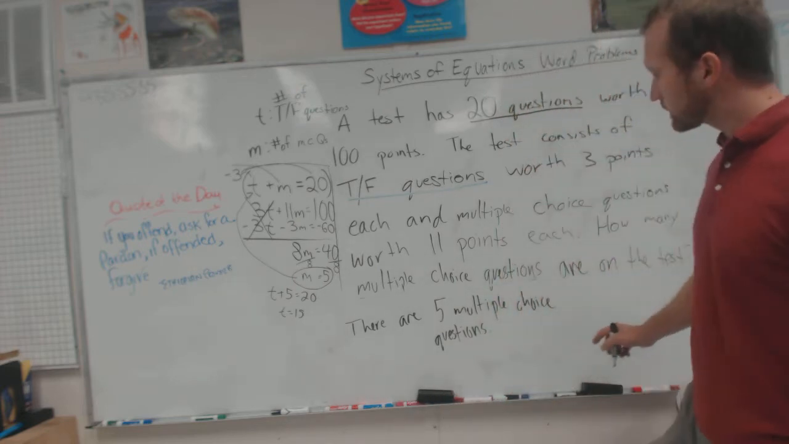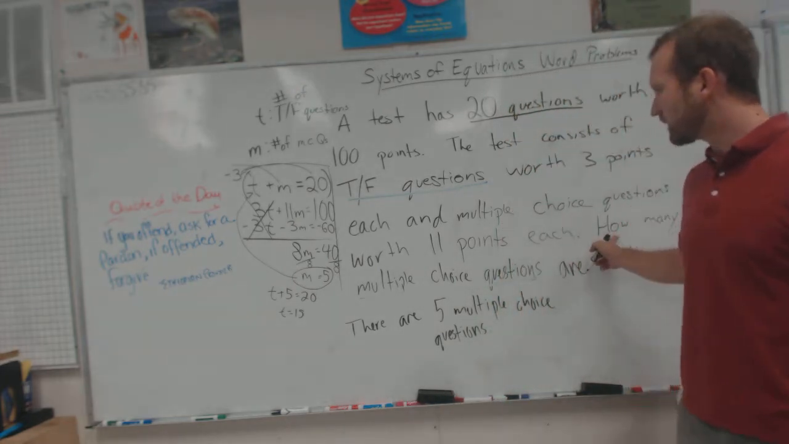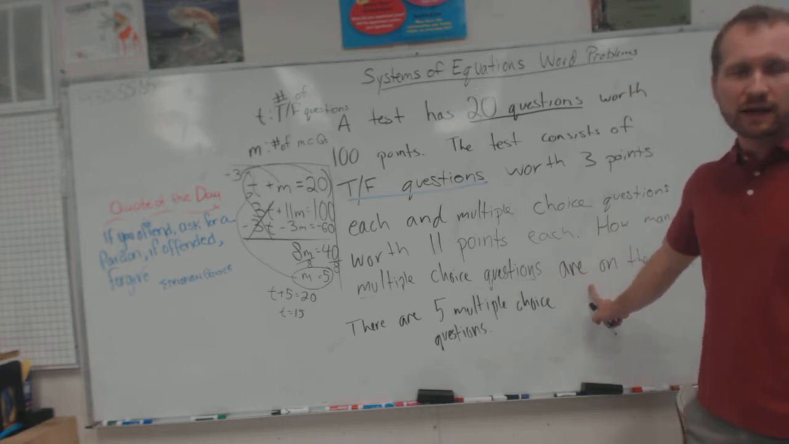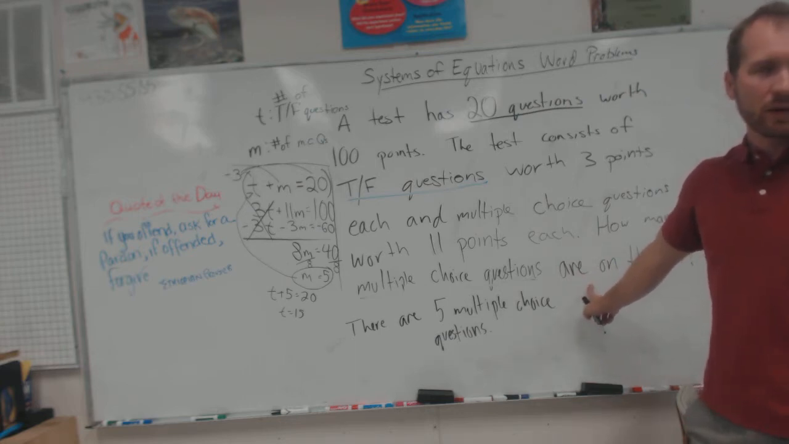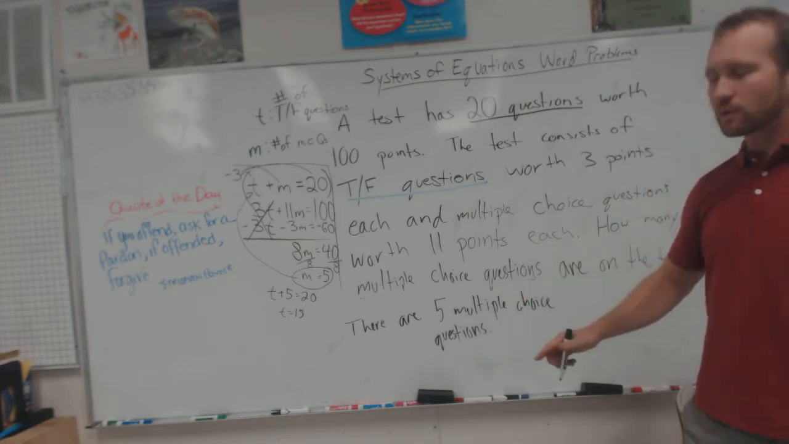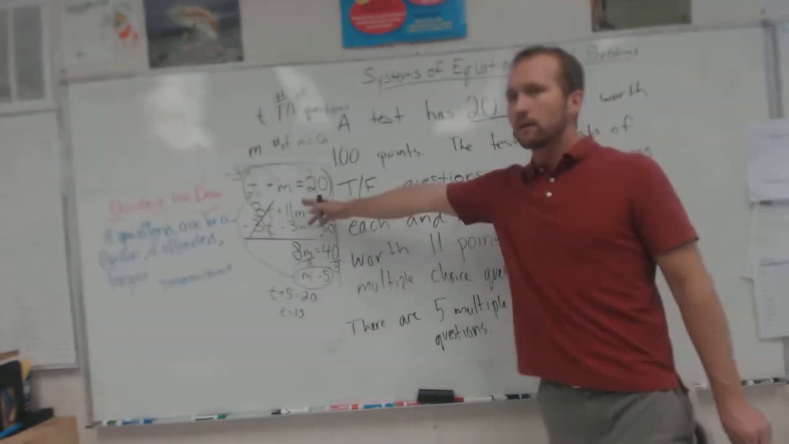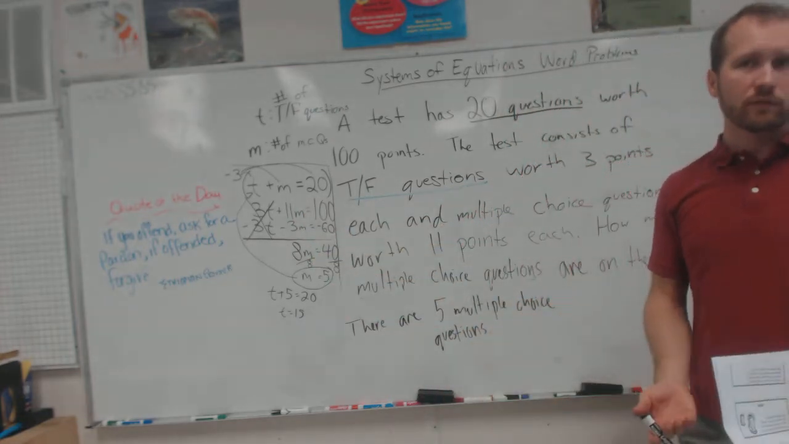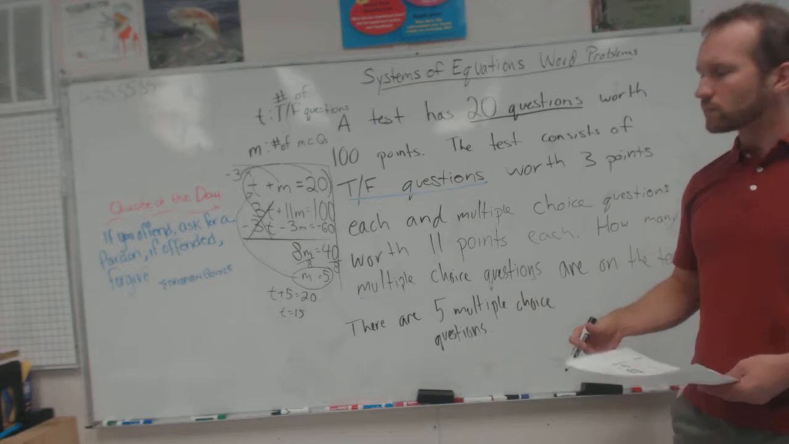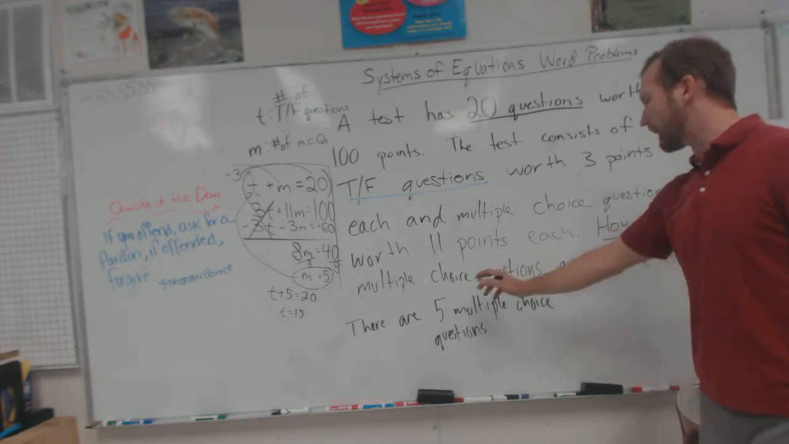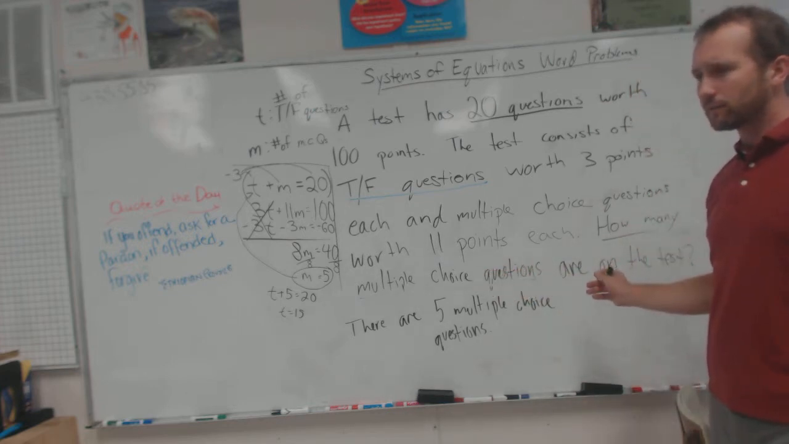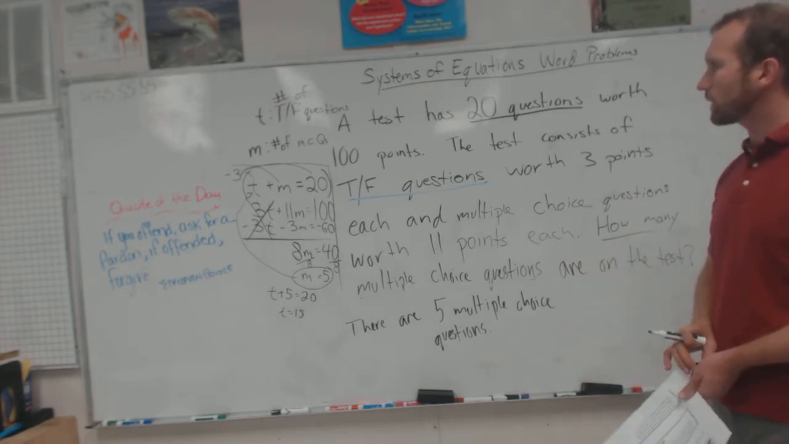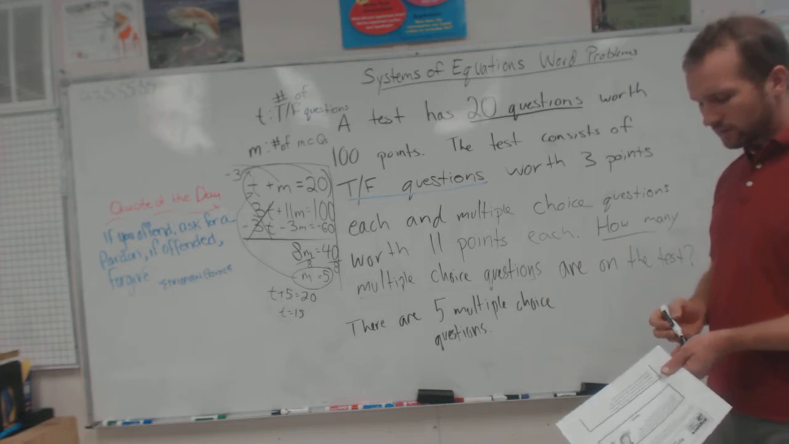And pay close attention to what they're asking for. What if they had asked, how much is the multiple choice section worth? What would you need to do? Multiply this 5 by 11, and we would have found out that section is worth 55 points. Okay, so just pay really close attention to what you're being asked at the very end. Right, and check your work, plug it in, go back to it. Any questions about these?